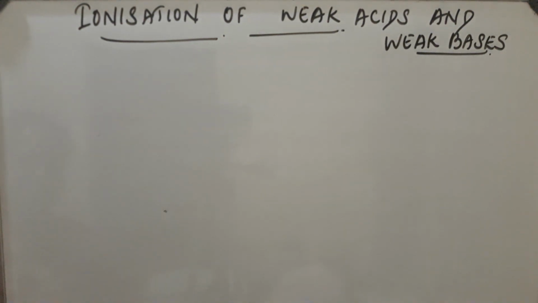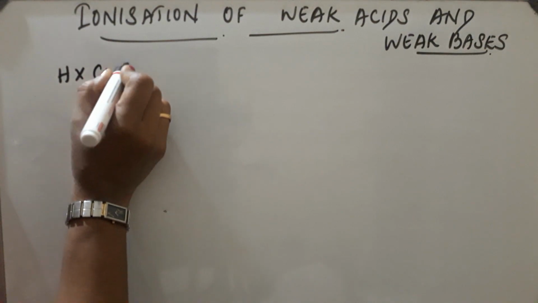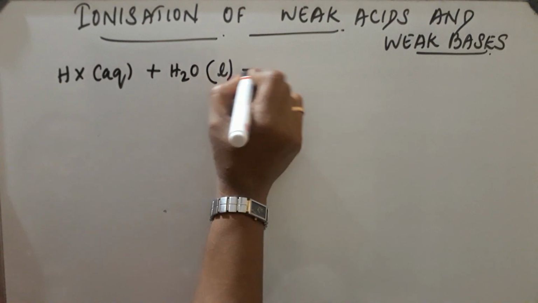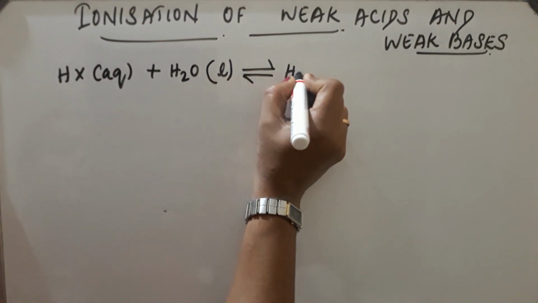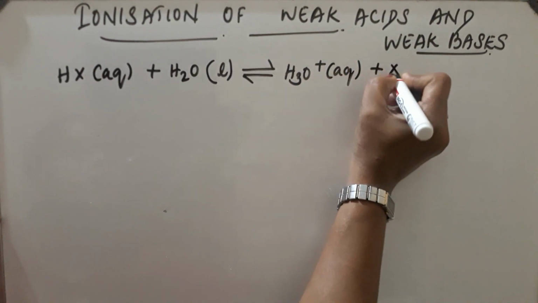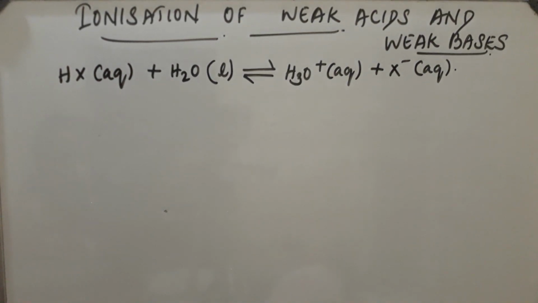Good morning. Today's topic is ionization of weak acids and weak bases. So, first consider a weak acid which gets partially ionized as follows. That is HX plus H2O gives H3O plus X minus. HX is the acid which gets partially ionized as follows.